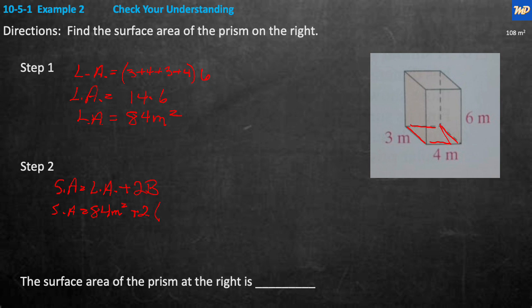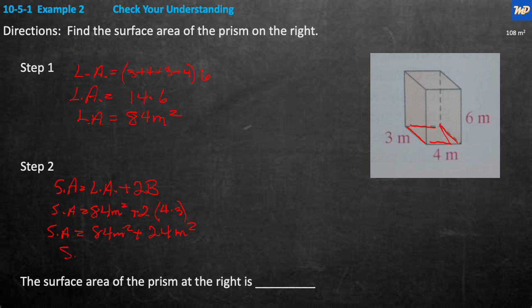And what is B? B is using the standard area of a rectangle, base times height. Well, pick any one as base and any one as height. It's base times height, so it's 4 times 3. So the surface area is equal to 84 meters squared plus 2 times 12. 4 times 3 is 12. 2 times 12 is 24. Again, meters squared. We're going to add them up.